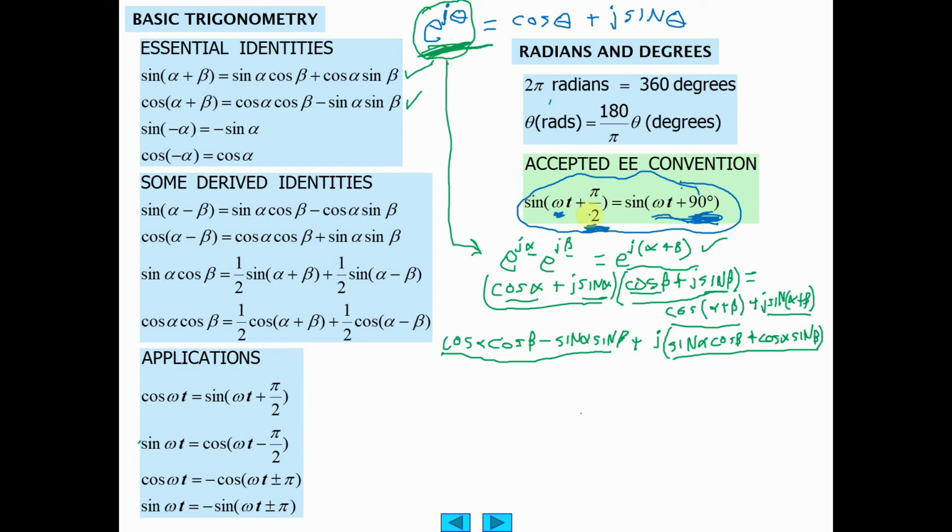I do want to point out one thing though, and that is what happens when you change angles by pi over 2 or by pi. And it's these three formulas. You'll notice if we change the angle here, it just changes the sign. Negative sine of omega t plus pi is equal to the sine of omega t. Similar with the cosine. If you change by pi over 2, you get cosine omega t equals sine of omega t plus pi over 2. Sine of omega t equals cosine of omega t minus pi over 2.